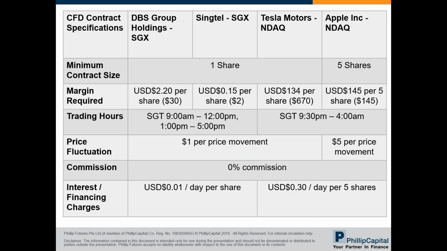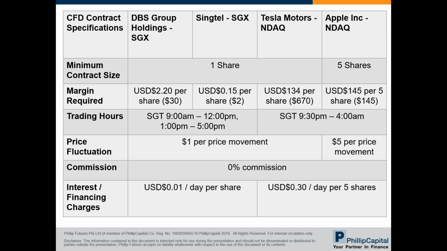So I just highlight some of the characteristics of some of the shares that we have. So I look for shares DBS, Singtel, Tesla and Apple. Unfortunately for Apple, as well as a few of the other stocks that we have, a minimum will be 5 shares due to our liquidity provider. But for some of the other ones like DBS, Singtel, Tesla, like most other shares on our MT5 platform, you actually can just buy one share.